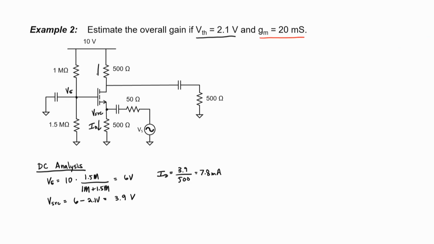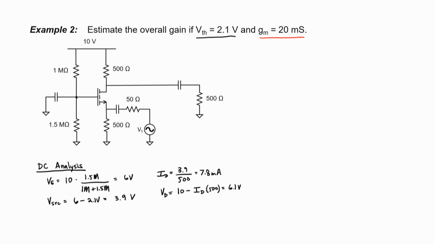Let's go ahead and find the drain voltage. So the drain voltage is going to be somewhat lower than our power supply, and I just need to apply Ohm's law to that 500 ohm resistor up here. When we plug in 7.8 milliamps, we wind up with 6.1 volts. So our drain voltage is higher than our gate voltage, and our gate voltage is at least a threshold higher than our source voltage. High, medium, and low. So the transistor is properly biased in the saturation region, and we can now move on to the AC analysis.